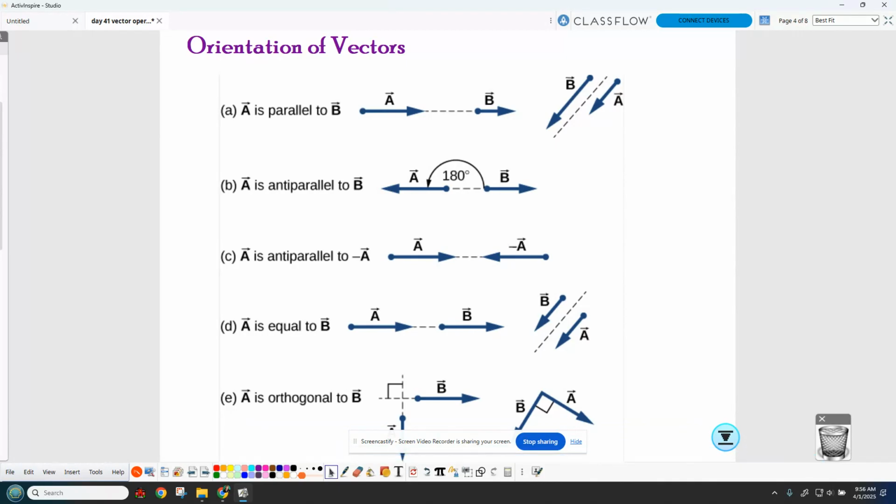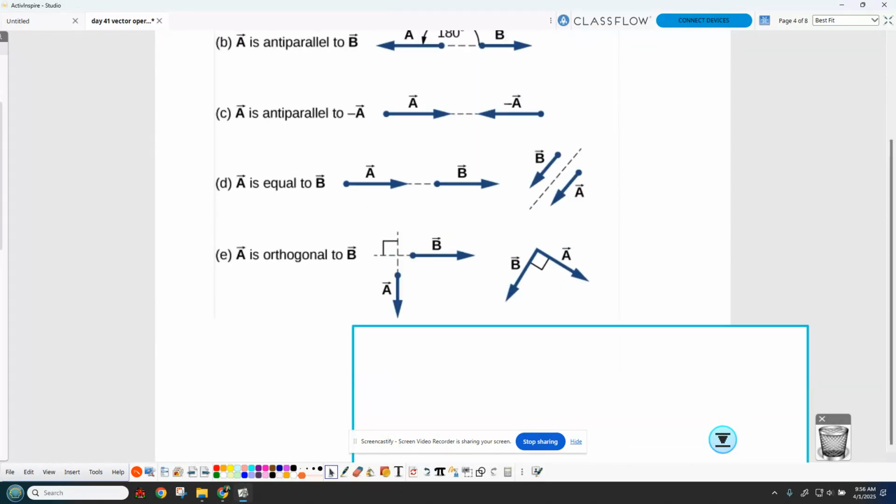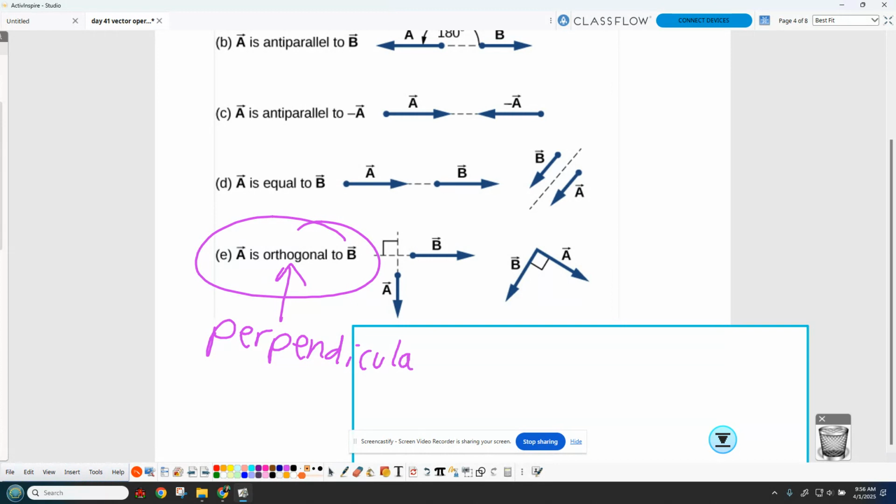And have you guys heard the word orthogonal before? Okay, I apologize. They have so many words for perpendicular. Can you guys write this one down? Orthogonal means perpendicular, or it makes a right angle. You get 90 degrees.